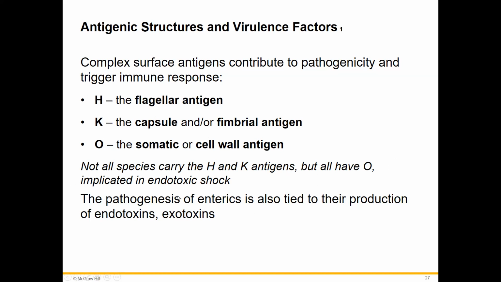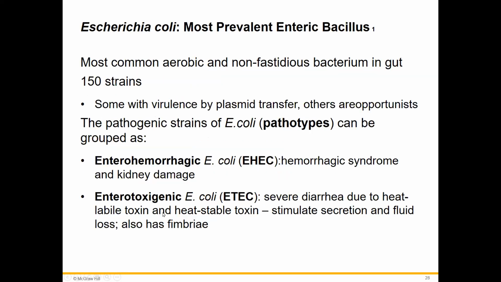All of these, the pathogenesis is really associated with their endo and exotoxins. So we're going to talk about first E. coli. This is our most prevalent enteric bacillus. It's the most common aerobic and non-fastidious bacterium in the gut. It is aerobic and anaerobic, so it can do both. It is a facultative. There are some that have virulence by plasmid transfer. There's others that are opportunistic.